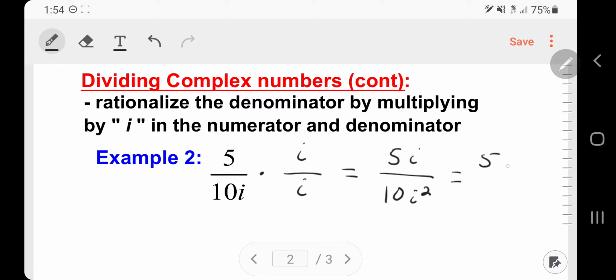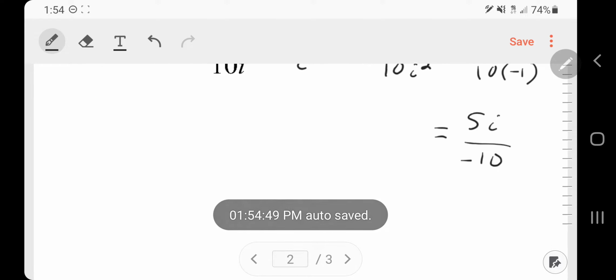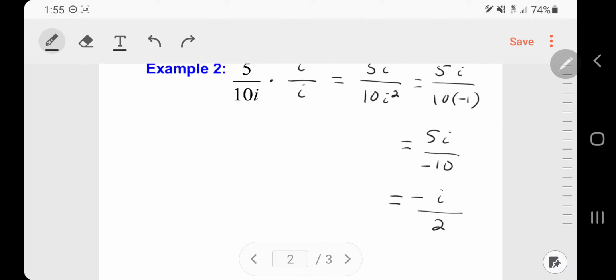Okay, so we're going to have 5i over 10i squared. We know i squared from our prior videos represents negative 1. So it's going to be 10, and a negative 1 is going to replace our i squared. And we get 5i over negative 10. And we could reduce that a little bit further. 5 over 10 we know is 1/2, so it would be negative i over 2. And you notice when we do that, the denominator becomes a real number and our imaginary number moves to the numerator.